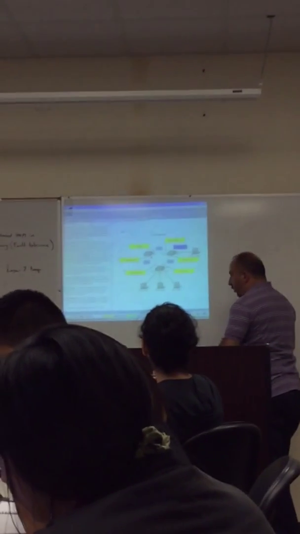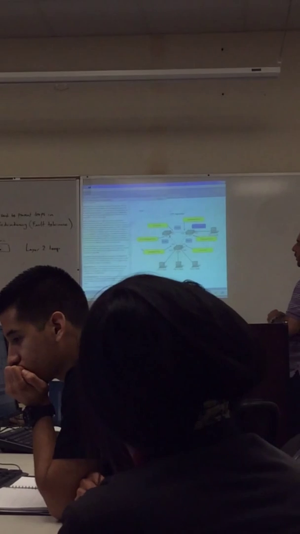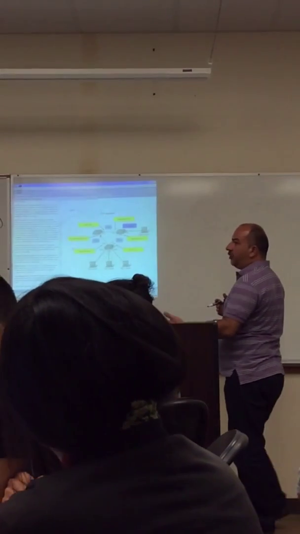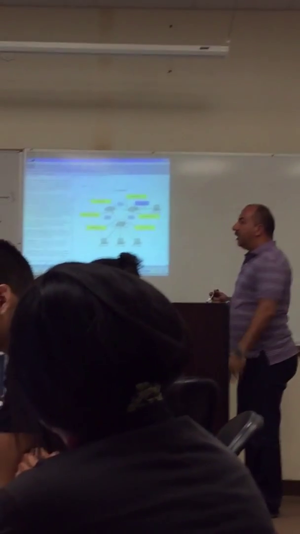How is the spanning tree protocol going to decide which port is going to block, which port is not going to block, which port is going to forward data, which port is not going to forward data? You know, how do you do that?